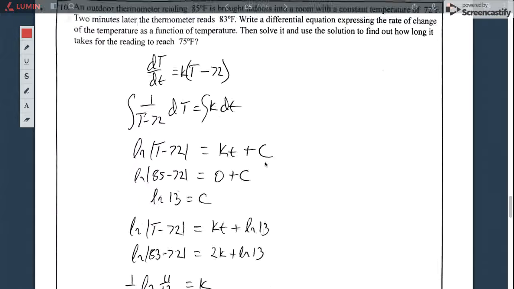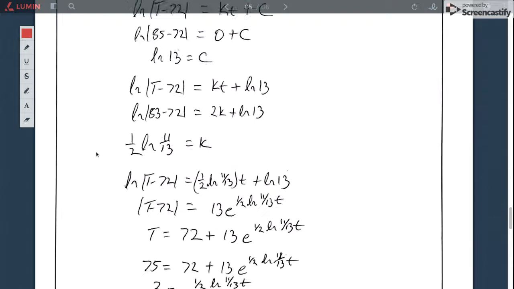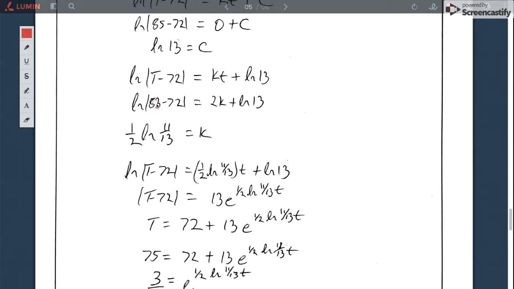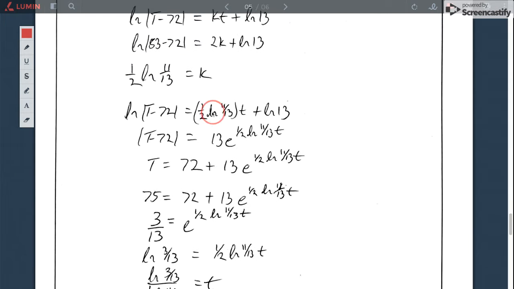I plug that in. My next point is 83 and 2. So I plug in 83. I plug in 2. So this gives me 11. This gives me 13. Natural log of 11 minus the natural log of 13 gives me the natural log of 11 over 13. I divide by the 2. That's where the 1/2 comes from. So I plug my k in here. My c is already there.